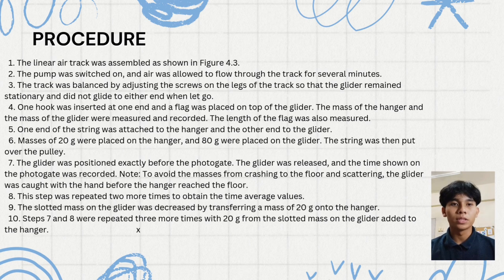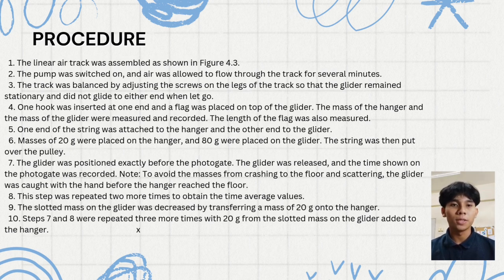After that, make sure that one end of the string was attached to the hanger and the other end to the glider. A mass of 20 gram must be placed on the hanger and another 80 gram placed on the glider. The string was then put over the pulley. Next, make sure the glider was positioned exactly before the photo gate. Release the glider and record the time shown on the photo gate.